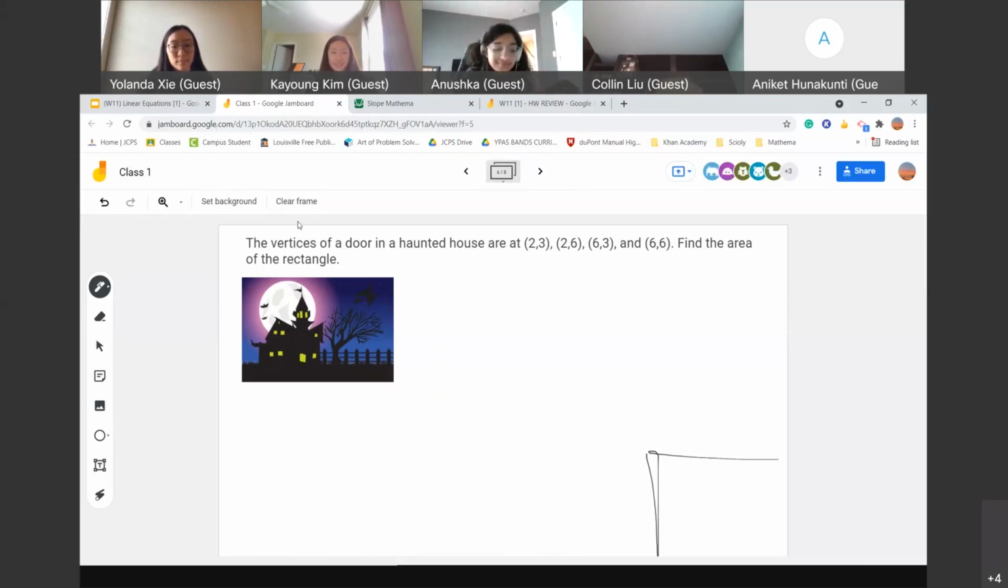The vertices of a door in a haunted house are at (2, 3), (2, 6), (6, 3), (6, 6). Find the area of the rectangle.